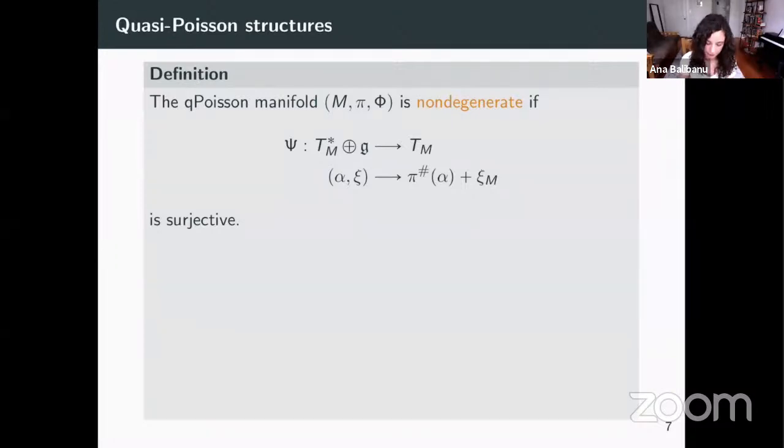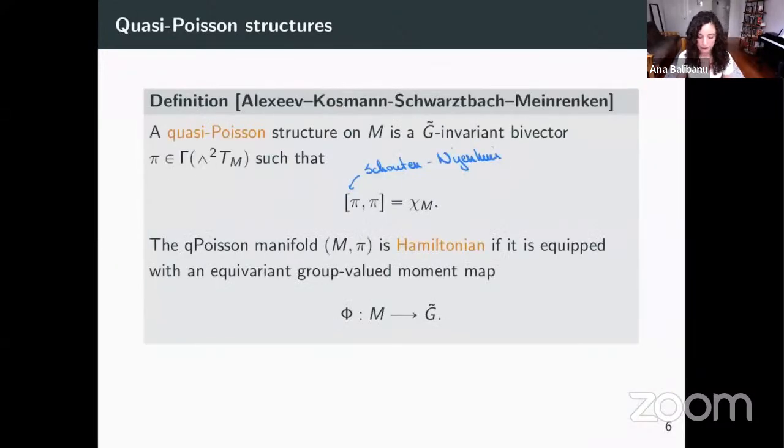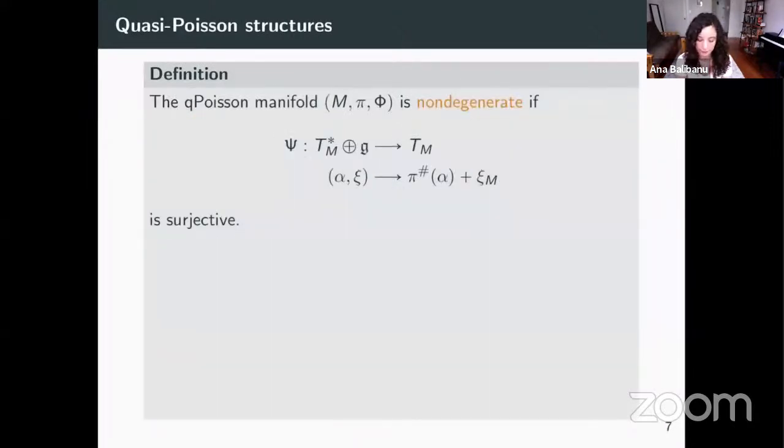So you see that if my group action was trivial, then a quasi-Poisson structure would just become a Poisson structure because chi-M would vanish. And similarly here, if the group action was trivial, then this requirement would just say that pi sharp as a bundle map is surjective, and this would be the usual definition of non-degenerate Poisson or symplectic.